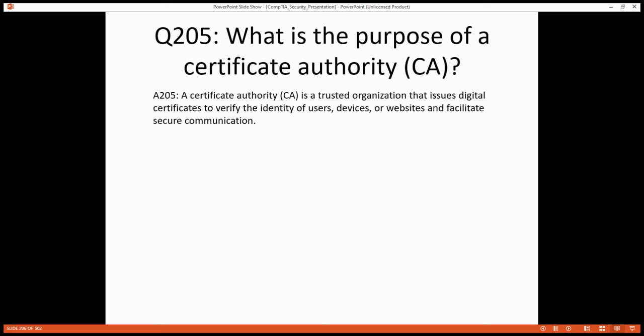Q205. What is the purpose of a certificate authority, CA? A205. A certificate authority, CA, is a trusted organization that issues digital certificates to verify the identity of users, devices, or websites and facilitate secure communication.